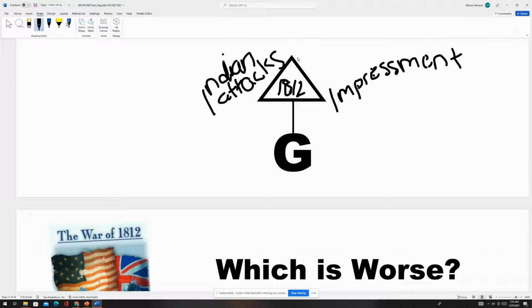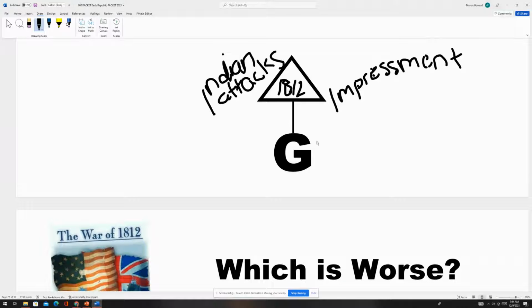You actually don't need another point on here. You can just do Indian attacks and impressment. Both start with I's. Well, guess what? Your effects all start with G. Oh my gosh, you'll thank me for how much easier this is.